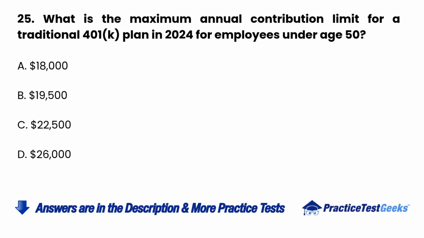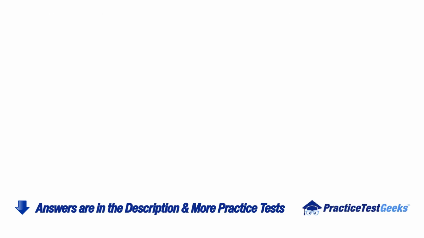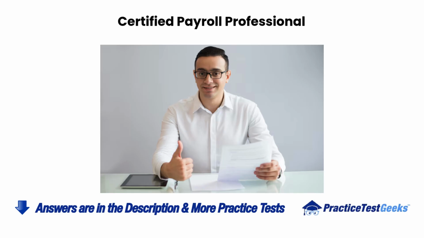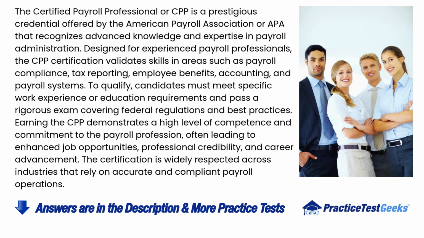25. What is the maximum annual contribution limit for a traditional 401k plan in 2024 for employees under age 50? A. $18,000. B. $19,500. C. $22,500. D. $26,000.